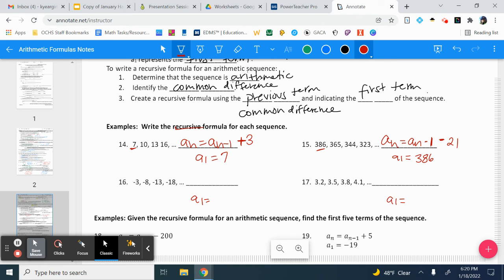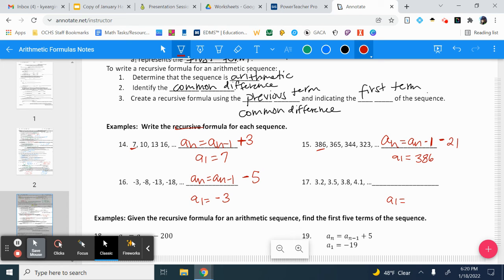Okay. As we continue on for number 16, part that never changes, a sub n equals a sub n minus 1. My first term here is negative 3. Now don't forget to determine what the common difference is. If you're having a hard time looking at this, remember to type in negative 8 minus negative 3. My numbers are getting more negative, so I am subtracting 5. You have to have both parts in every single one of these.